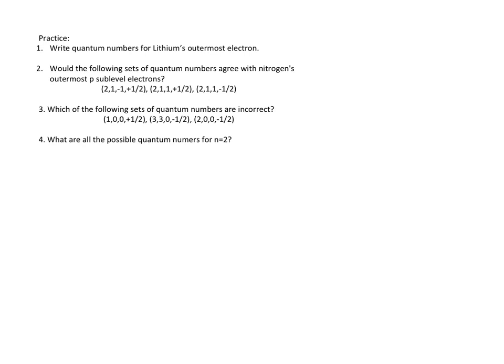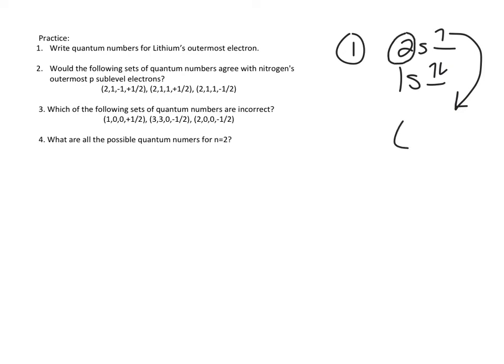So I would draw the orbital diagram for it. So 1s, 2, and then 2s, 1. So I want to write quantum numbers for that electron, its outermost electron. So it's on the second energy level, so that's its n. Its L would be 0 since it's an s. And the M sub L would range from negative L to positive L. So since L's 0, it's negative 0 to 0, so it's on line 0. And it's spinning up, so that's positive 1/2.